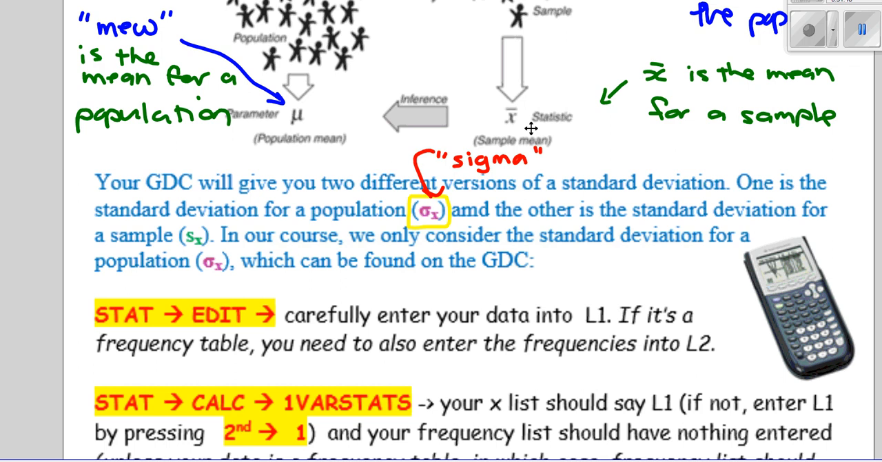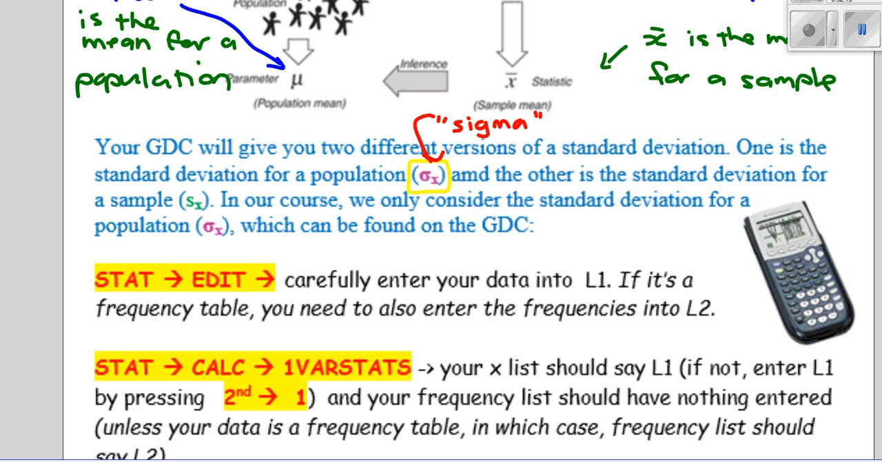So that's one we use from the calculator, and the other one is the standard deviation for a sample. We use the standard deviation for a population, which is our most popular one. It's the same one you used in CIE. You ignore the S of X, mainly, but you might need to refer to those in an IA. In our course, we only consider the standard deviation for a population, the sigma one. Both can be found on the GDC, but we use the sigma version.